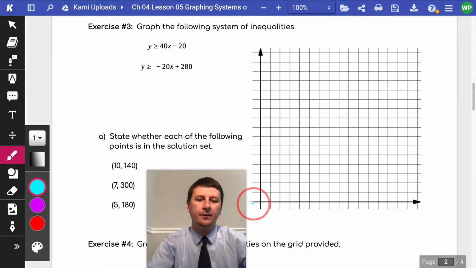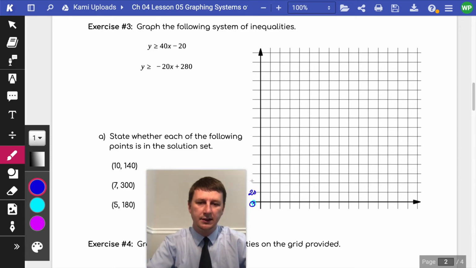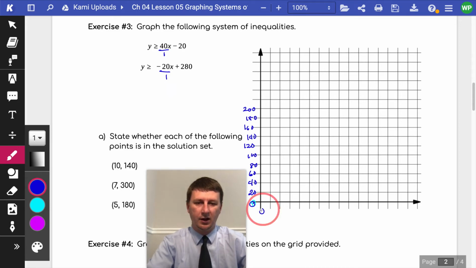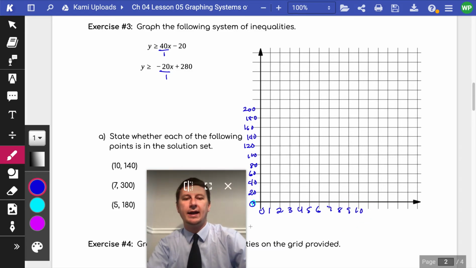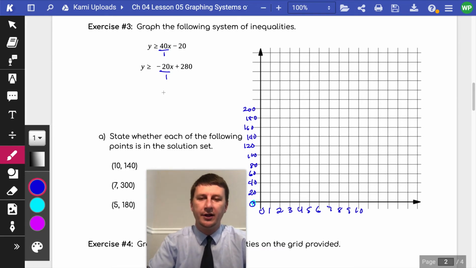So this is going to be 0. I'm going to change the color to make it easier to see. 0, 20, 40, 60, 80, 100, 120, 140, 160, 180, and 200. That's good for here. And again, I'm going to be going up 40 over 1 in my slope and down 20 over 1 here, so I just want to go over by 1s on my x-axis. All right, now that I have my axes labeled, going up by 1s on the x-axis and by 20s on the y-axis, I'm ready to graph these.